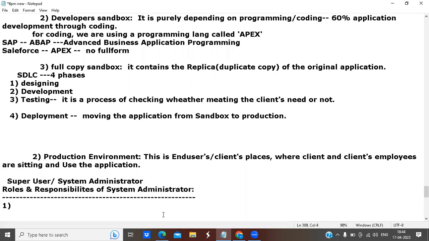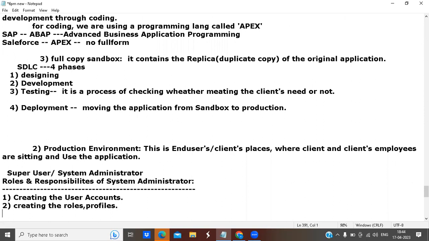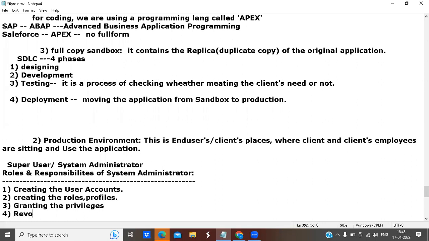First one, he is a person creating the roles, creating the user accounts, creating the profiles, granting the privileges, and revoking the privileges from the users.